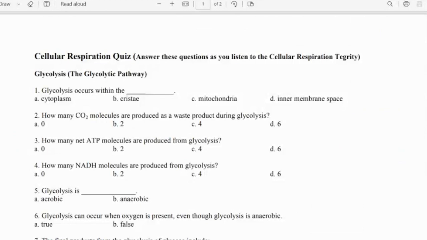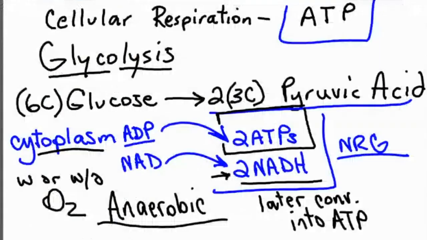Number 2. How many CO2s are produced as a waste product during glycolysis? Y'all, some smart people, because there's a reason I haven't said CO2 yet, because we didn't make it. If we would have made it, I would have mentioned it. So let's go back to the picture and let me show you why this answer is 0. How many carbons did we start with? 6. And we made how many molecules? 2, and each of those molecules had how many carbons? 3. So what's our total carbon count here? It's still 6. We have retained every carbon.